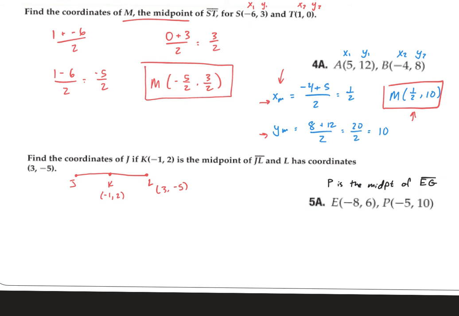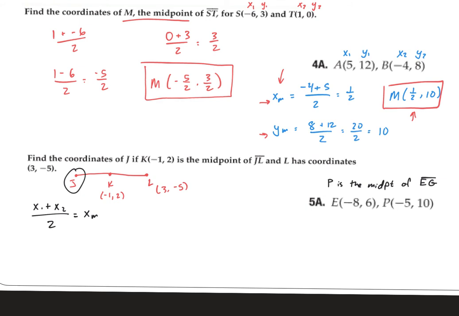Okay, we are looking for J over here, which means we can't use the equation the same way we did in the last problem. We've got to tweak it a little bit. Not much, but just a little bit. Now, let's go with the x's first. Our equation for the x's was (x1 + x2) divided by 2, is equal to x sub m, the x of the midpoint.